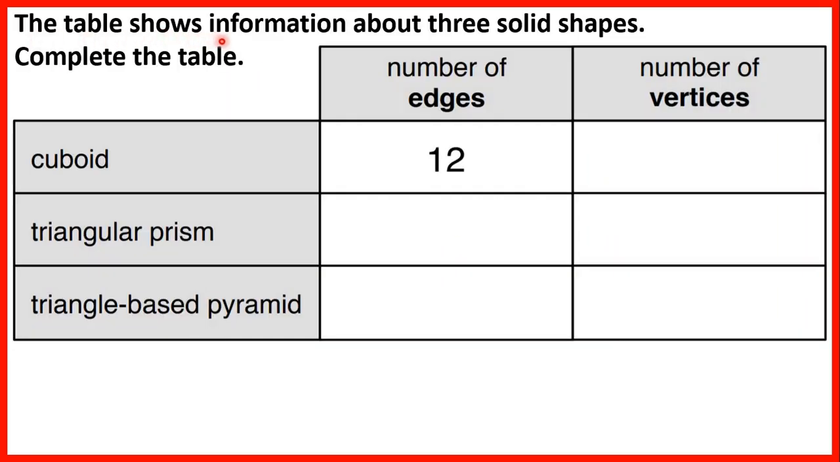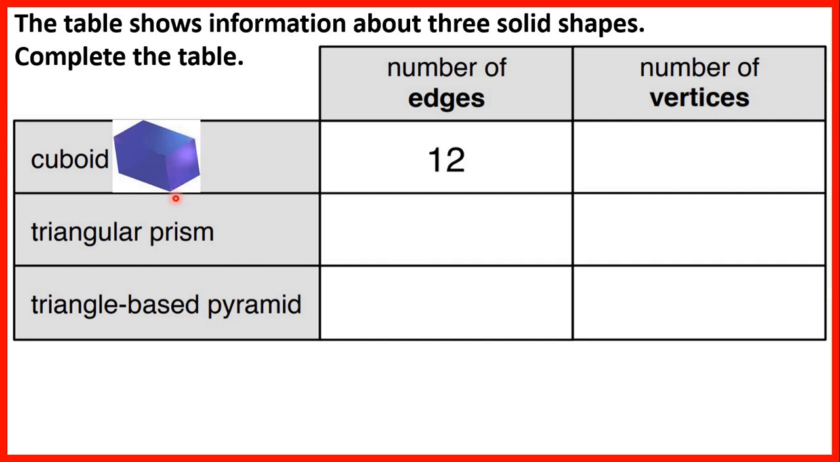The table shows information about 3 solid shapes. Complete the table. So first we have a cuboid. We can remember that a cuboid looks like this. It has 12 edges because the edges are the lines that join faces.